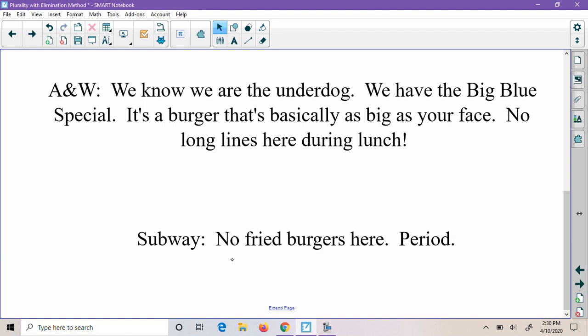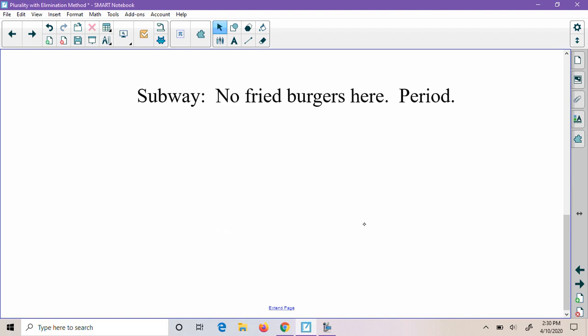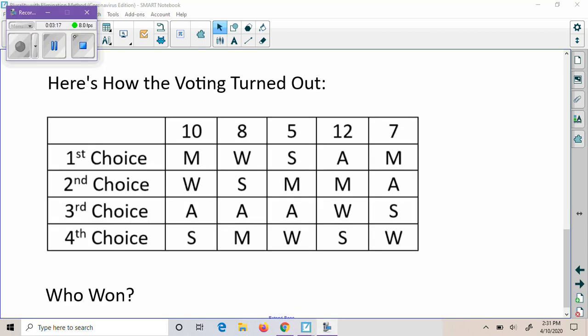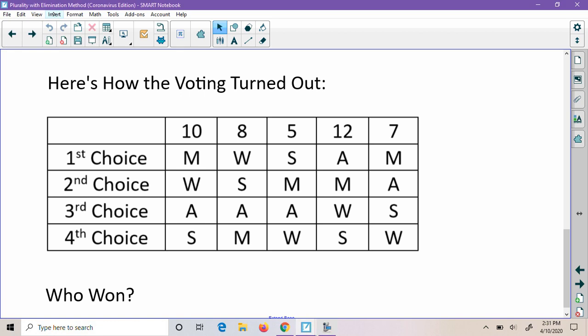So who is your favorite restaurant to go to during rock hour? Let's see how the vote went. Okay, here's how the votes turned out. I made a chart again, and my random made-up people, here is how they voted. 10 people voted for McDonald's in first place, Wendy's in second place, A&W third, and Subway last. 8 people voted this way, 5 people voted this way, 12 and 7.